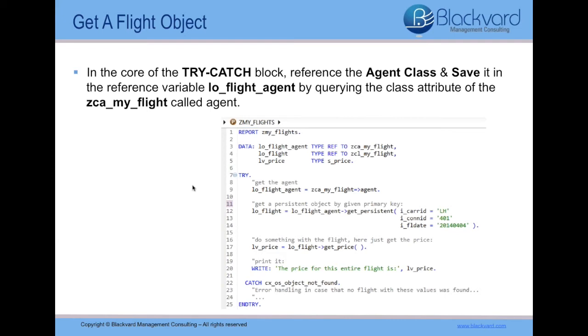We have to provide the key fields, the primary key fields of the database table. As you remember, the primary key was carrier ID, connection ID, and flight date. In the sample, we have a carrier ID, it's LH for Lufthansa in this case. We have the connection ID, it's 401, and the flight date is the 4th of April 2014.